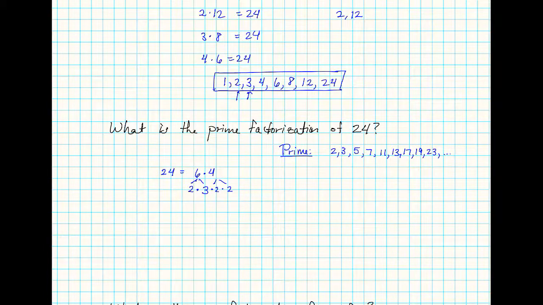So we see 24, and I'm going to rewrite these in the order of basically least to greatest. 3 2s and 1 3. Or we can write this with exponent notation, 2 to the third power times 3. So this is 1, 2, 3 factors of 2 and 1 factor of 3. Okay?